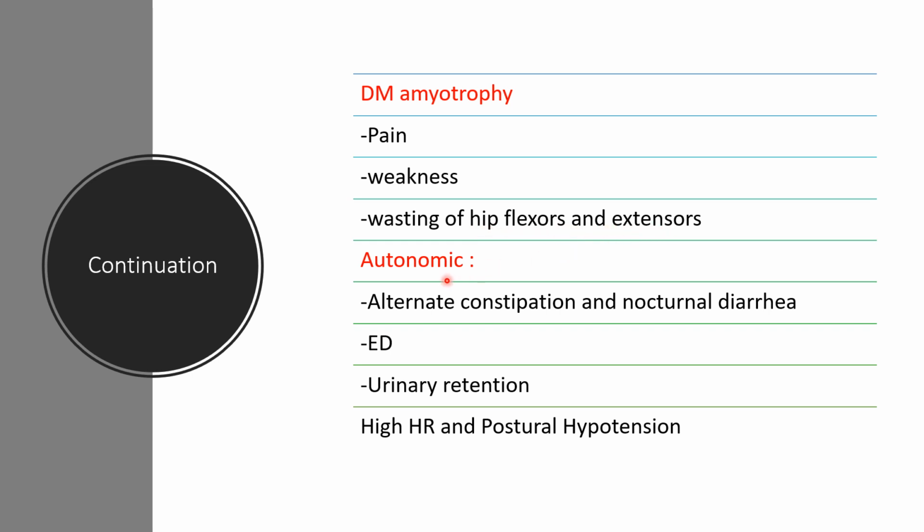Continuation of neuropathy will include diabetic amyotrophy, where there will be pain, weakness, and wasting of hip flexors and extensors. Autonomic neuropathy of diabetes mellitus will present with alternate constipation and nocturnal diarrhea. Also, autonomic dysfunction will present with erectile dysfunction, urinary retention, high heart rate, and postural hypotension. All this will be pointing to autonomic neuropathy of diabetes mellitus.